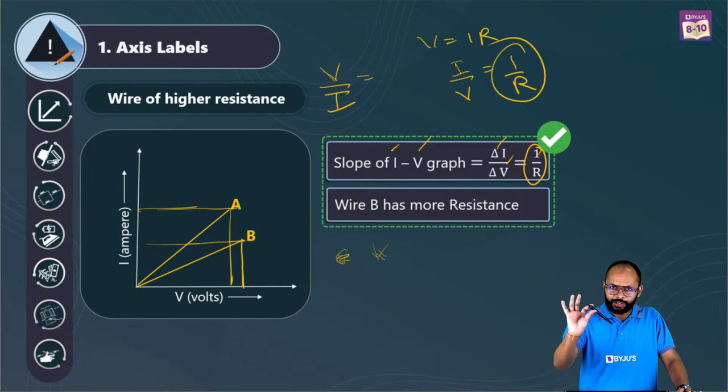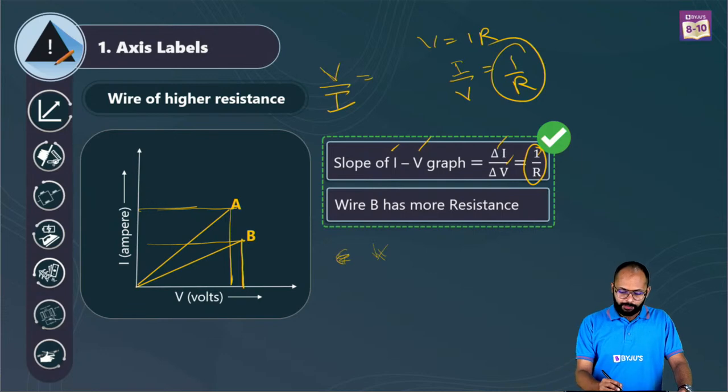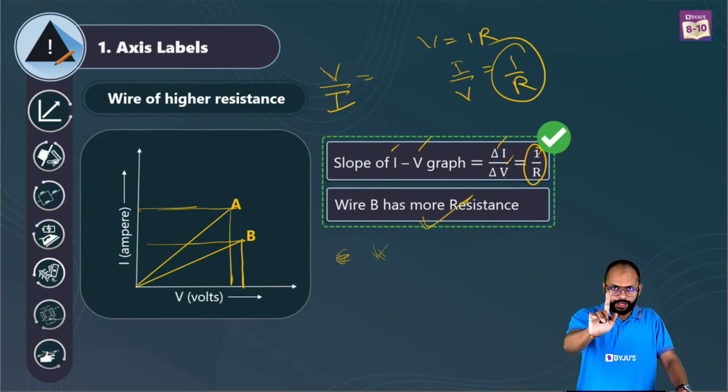Come on. This one is clear, right? Wire B has more resistance. Fine. Axis thing is clear now, right? Alright.